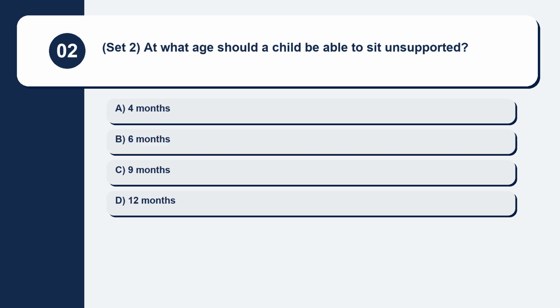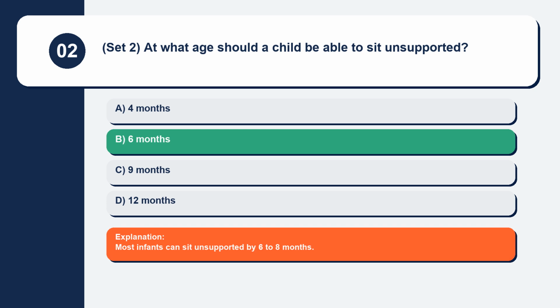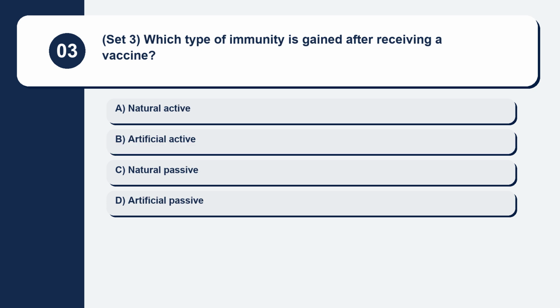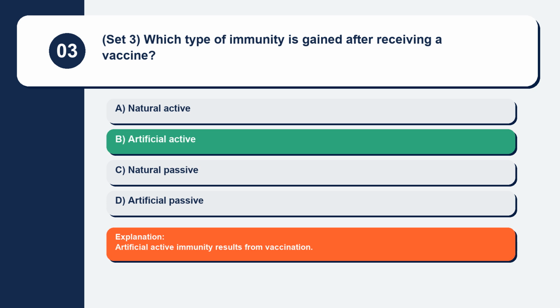Question 2. Set 2. At what age should a child be able to sit unsupported? 4 months, 6 months, 9 months, 12 months. Most infants can sit unsupported by 6 to 8 months. Question 3. Set 3. Which type of immunity is gained after receiving a vaccine? Natural active, artificial active, natural passive, artificial passive. Artificial active immunity results from vaccination.